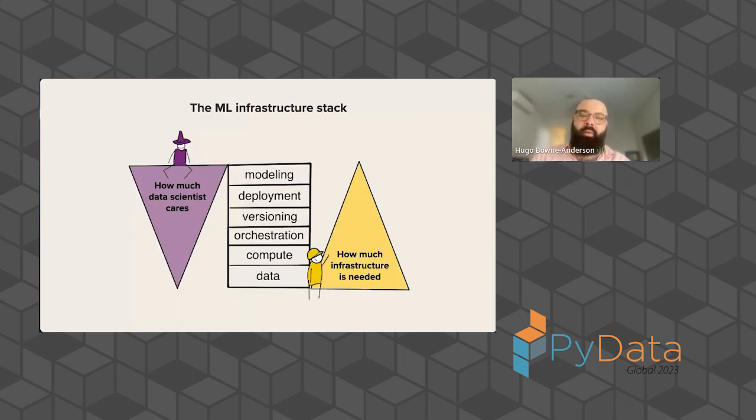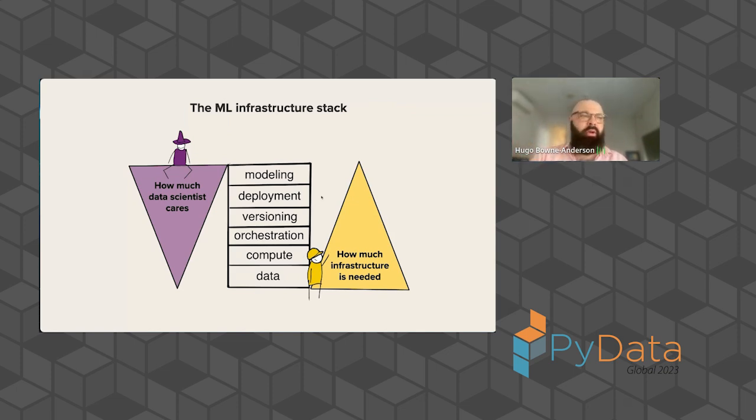So then what has emerged here is a more nuanced view of the machine learning infrastructure stack. And we're about to get into what changes and what doesn't when we work with generative AI, right? But we have data at the bottom, then compute, orchestration, versioning, deployment, modeling at the top. And the truth of the matter is that there's a lot to work with here, and a lot of different things need to be done. And data scientists really care about the top of the stack. But a significant amount of infrastructure is required at the bottom.